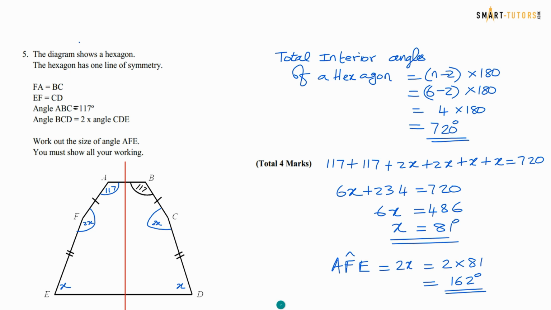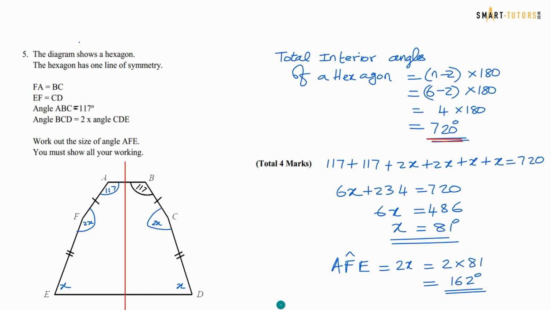Now the total interior angles of a hexagon is n minus 2 times 180. So 6 minus 2 times 180, 4 times 180, 720. So 720 is what all the angles add up to.